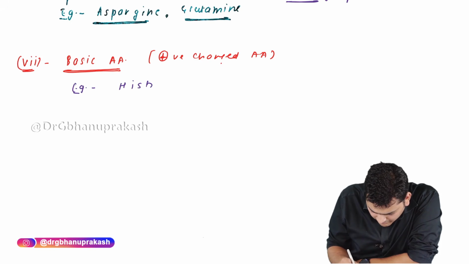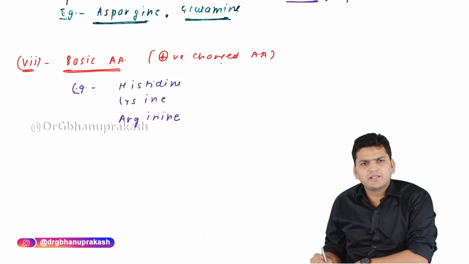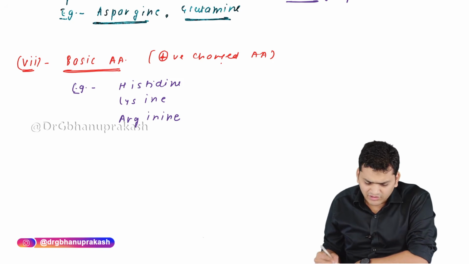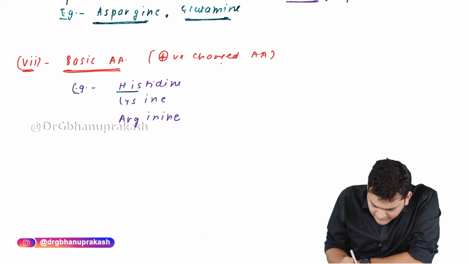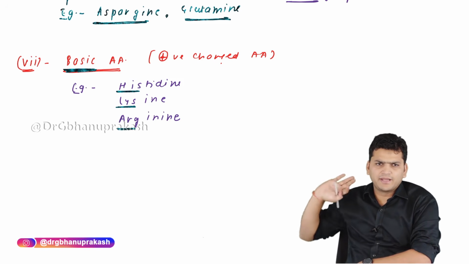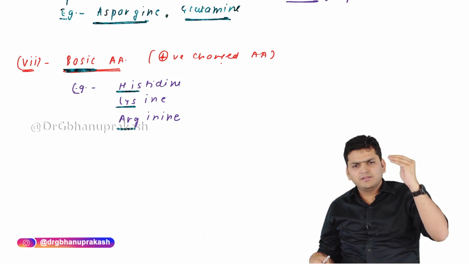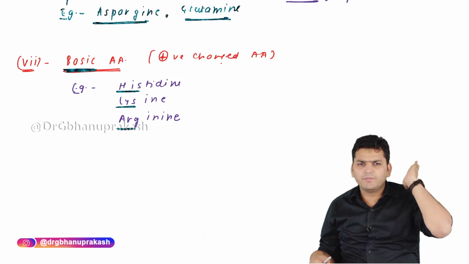histidine, lysine and arginine. These are the basic amino acids: histidine, lysine, arginine. How we can remember is with a simple mnemonic. His last urge is very basic. Whenever it comes to last wish, it's going to be very basic only.